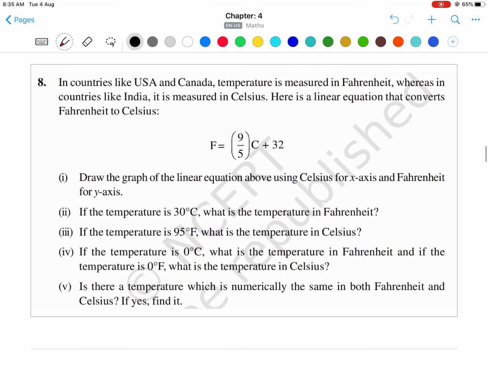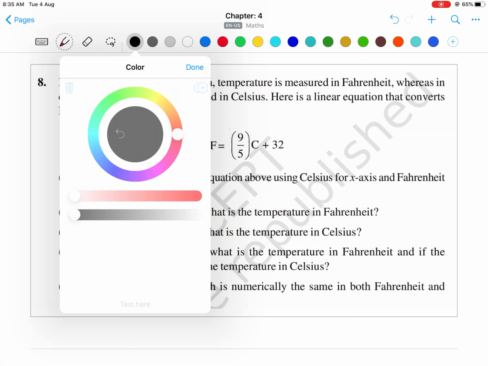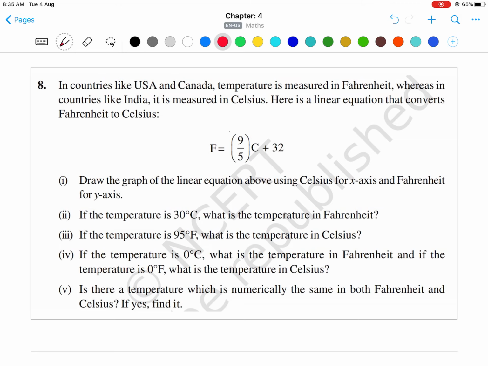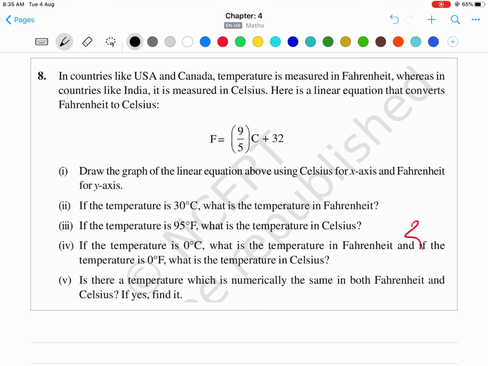Now moving to the last question of this exercise, which is a very, very important question. This question has come in your exam many times. The question is, in countries like USA and Canada, temperature is measured in Fahrenheit, whereas in countries like India it is measured in Celsius. Like you must have seen in the news reporting and the newspaper that today's temperature is this much degree Celsius. Because in India we measure the temperature in degree Celsius, while in some countries like US and Canada they measure the temperature in Fahrenheit.